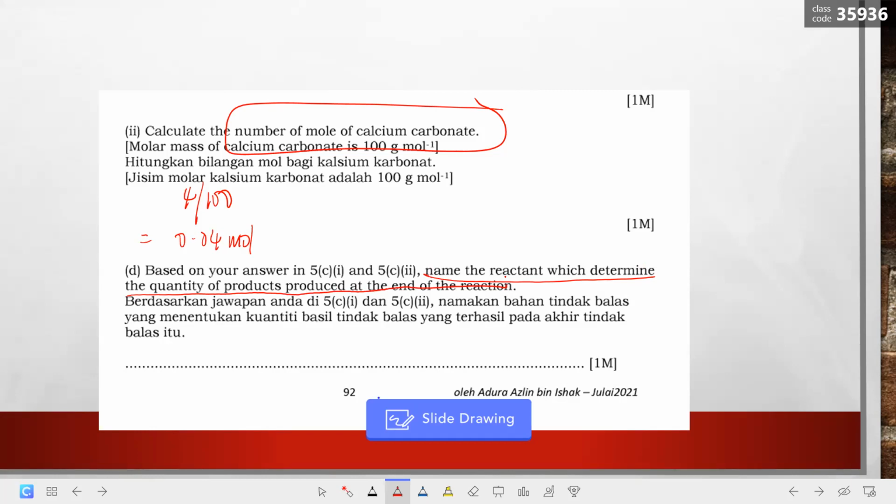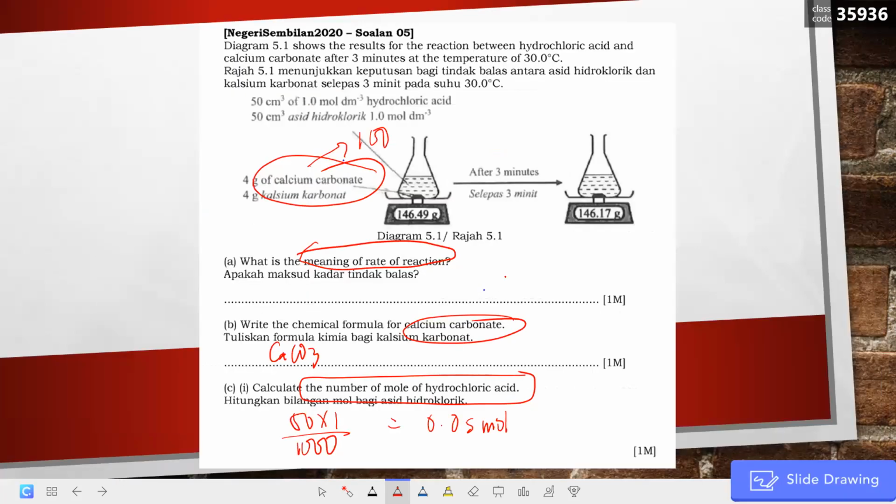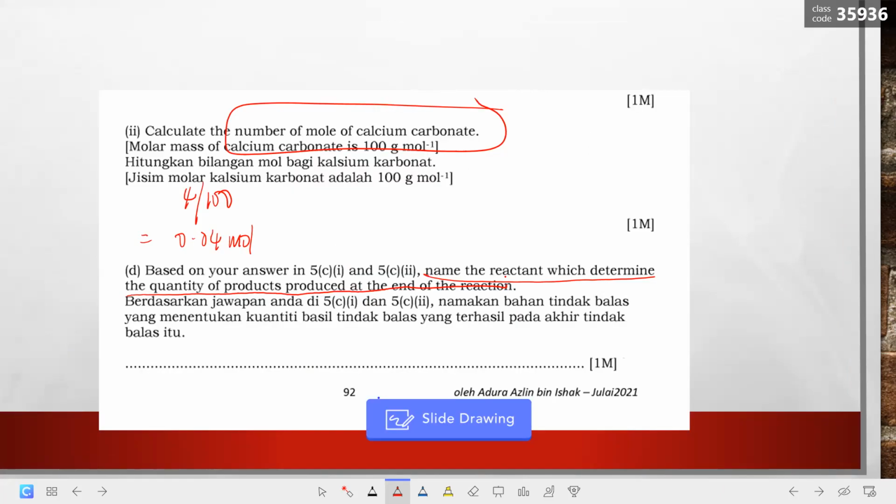Okay, so which one is my limiting agent? I'm going to choose based on the number of moles. Which one do you think? One is 0.05, calcium carbonate. Okay, so Durga says calcium carbonate because 0.04, right, Durga? I don't know, sir. Guess. Yeah, normally it's correct. Okay, normally it is correct.